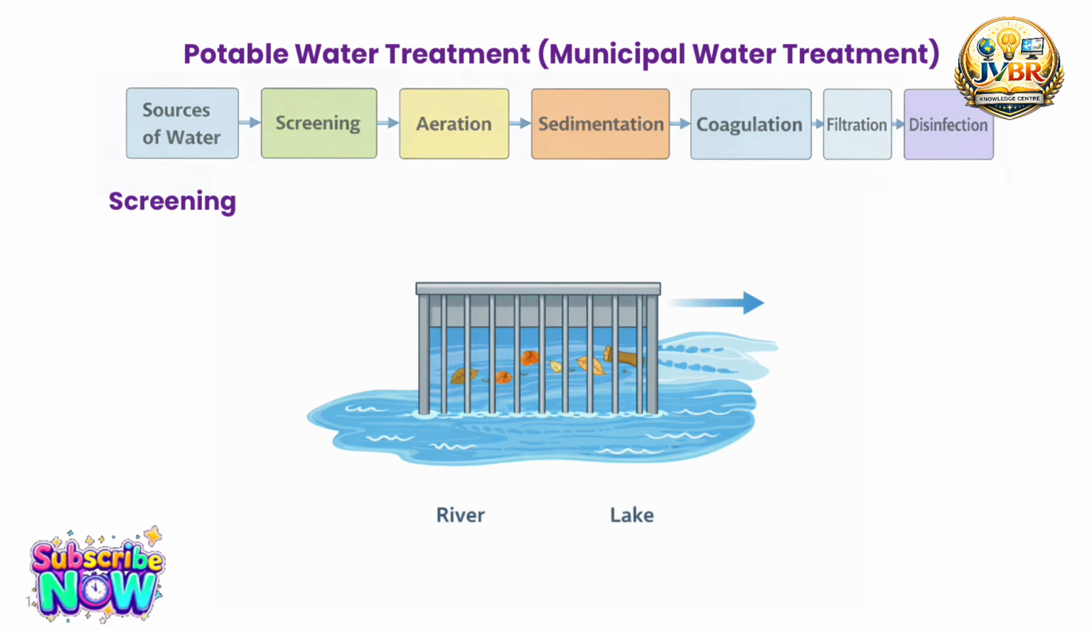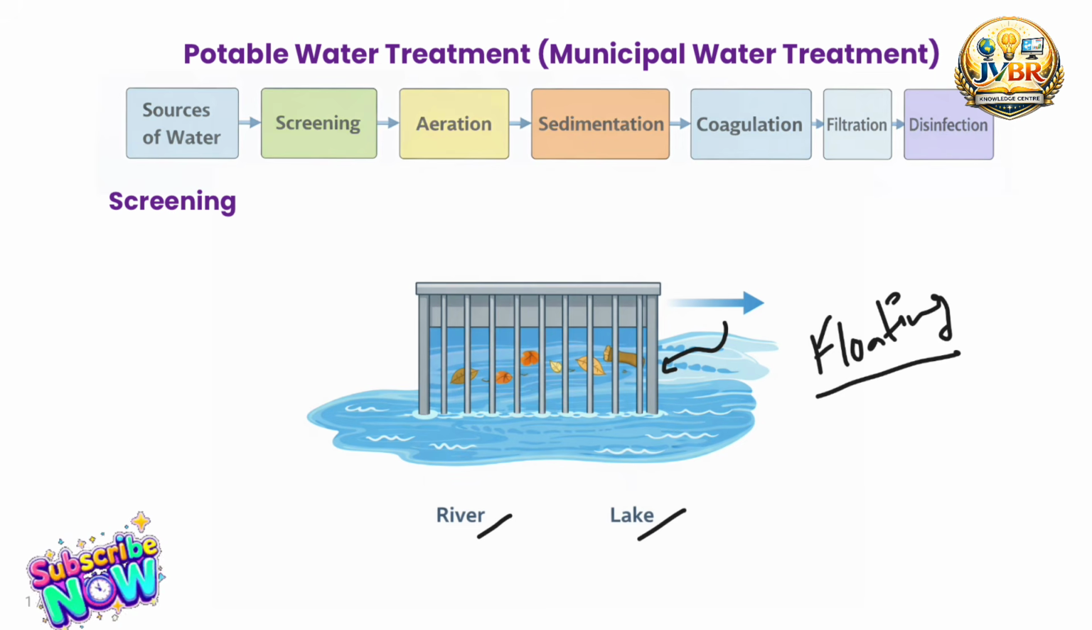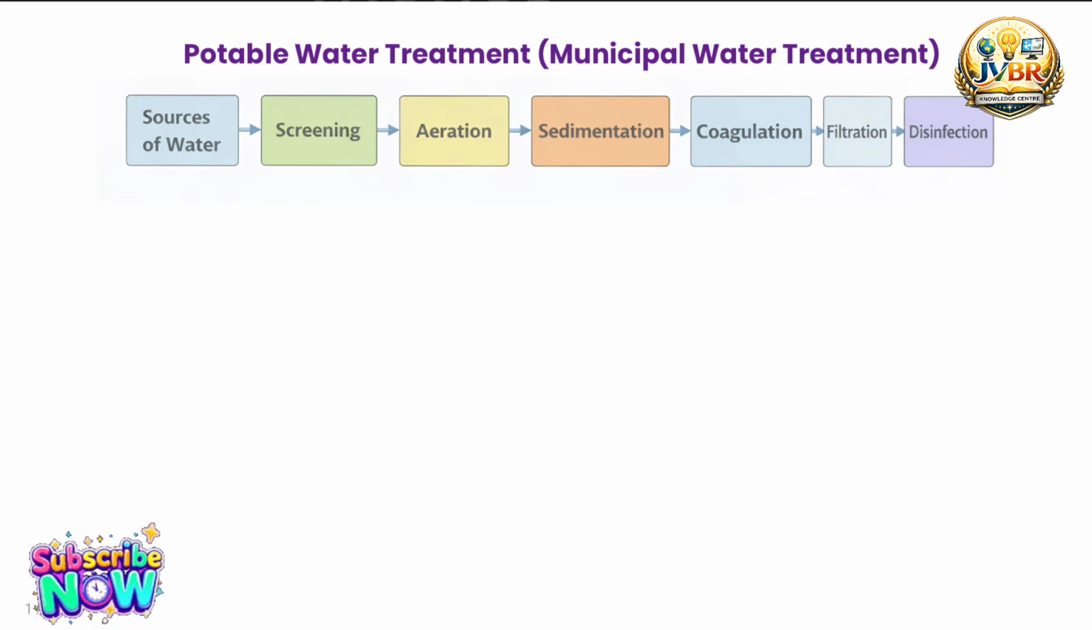Screening is a process of removing floating materials from the water, like wood, leaves, plastic, clothes, etc. When we pass raw water, that means river and lake water, through the screens, it stops the floating materials from the water and the water is allowed to pass. After screening, water is subjected to the next process called aeration.